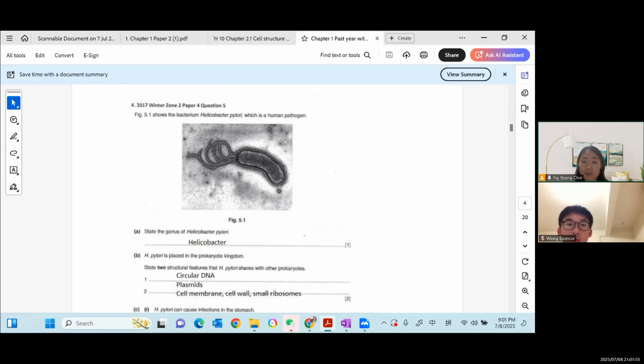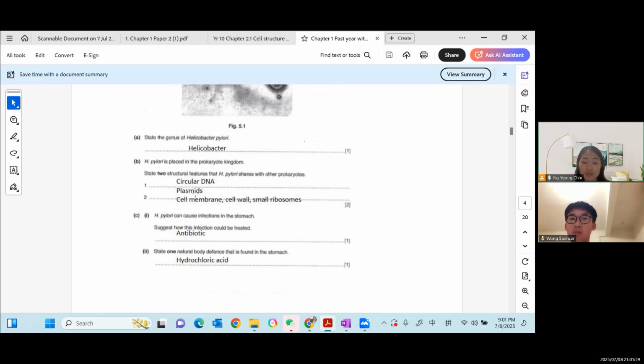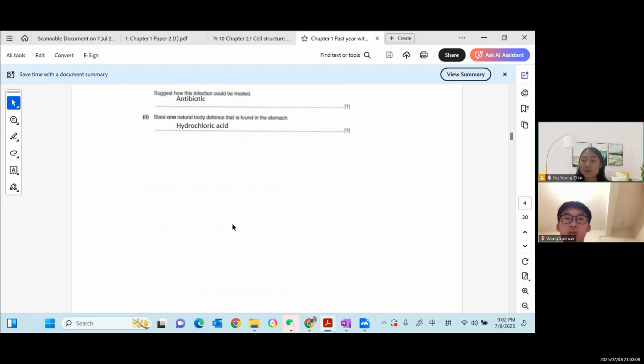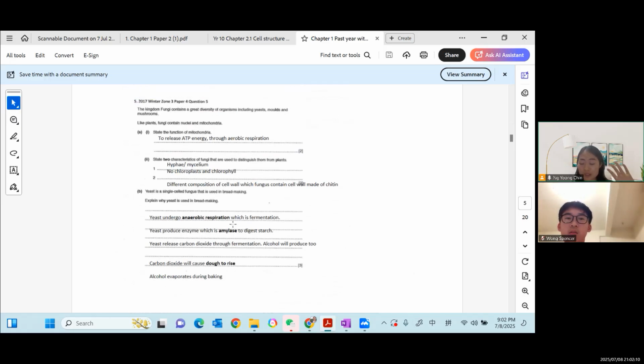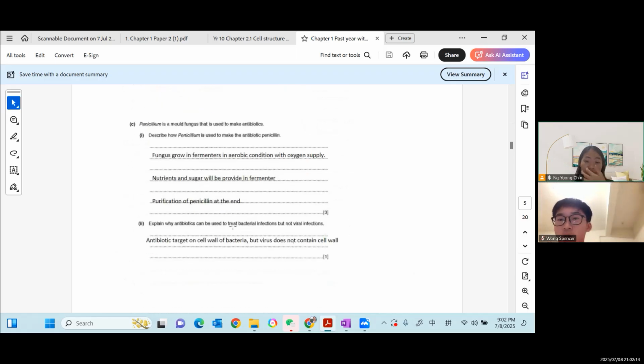Then this is the bacteria, which is a prokaryote. They have the flagella, right? These are the structures found in prokaryotes: the circular DNA, the plasmid, or the cell wall. Those are found in the prokaryote. So once you know what keywords to write, it's very simple for you.